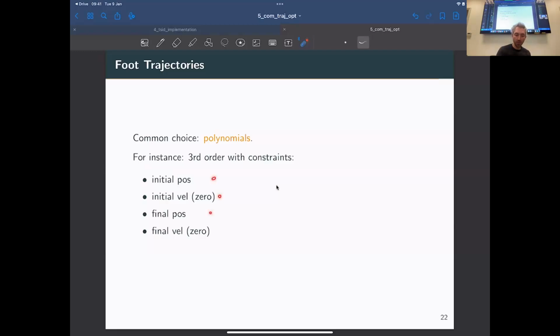So since we have 1, 2, 3, 4 constraints, we need our trajectories to be at least third-order polynomials. Because a third-order polynomial is going to have 4 parameters, and I need at least 4 parameters if I want to satisfy 4 constraints. If we want to add more constraints, such as 0 acceleration at the beginning and at the end of the motion, of course, I need to increase the degree of the polynomials. Otherwise, I cannot solve the system.